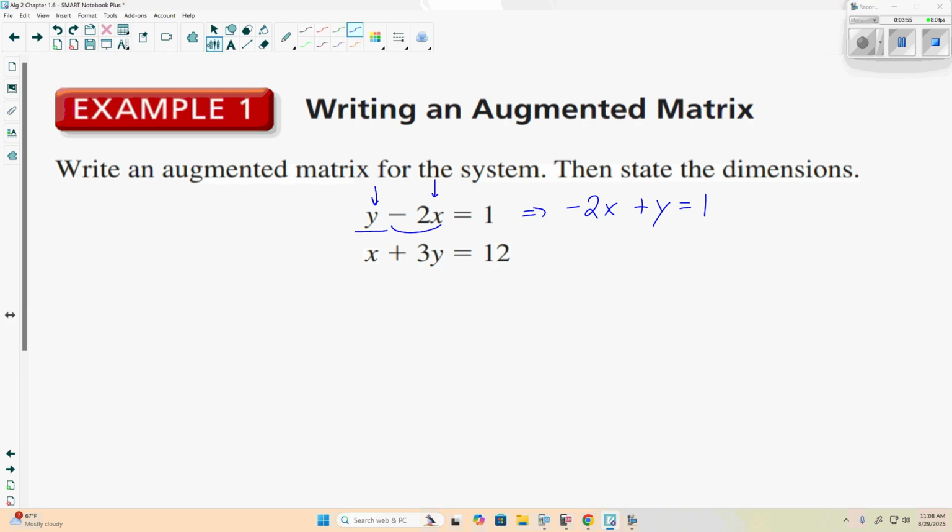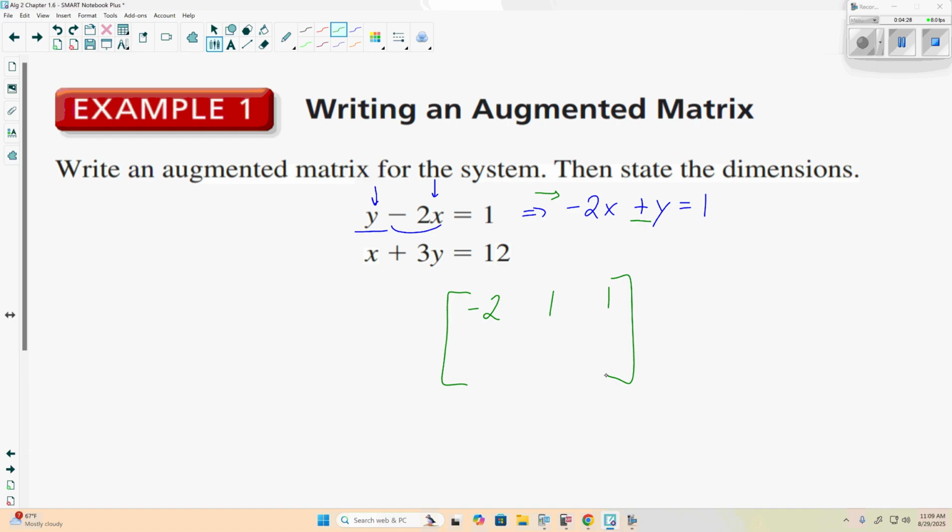Okay. Now, our augmented matrix. So we're looking at this first equation, and we're going to take the numbers in front of the variables first. So the number in front of x is negative 2, so it goes first. Our next number, the number in front of y, is 1. There is no z, so we go to what it's equal to. So the first row: negative 2, 1, 1. Questions on this so far?